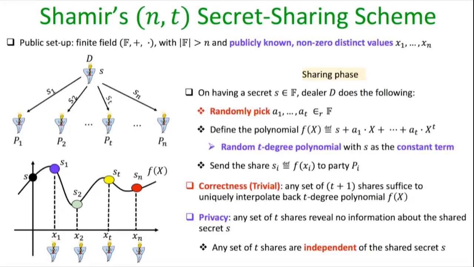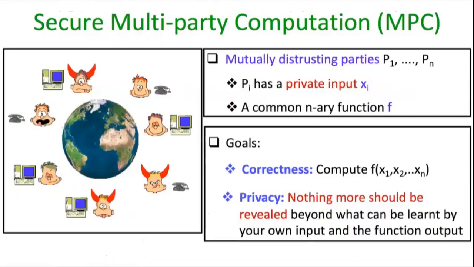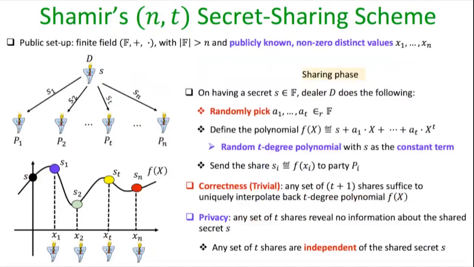Now once the polynomial is chosen, the share for the ith party is nothing but the value of that polynomial at xi, where x1 to xn are publicly known. So the first shareholder will get the value of that unknown polynomial picked by the dealer at x equal to x1. The second shareholder will get the value of that unknown polynomial at x equal to x2 and so on. So that's the idea of Shamir's secret sharing. And it's very easy to implement Shamir's secret sharing.